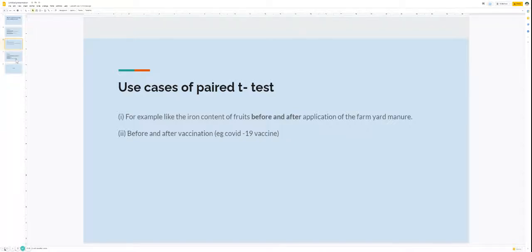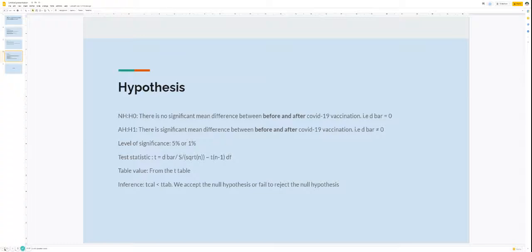If we look into the hypothesis, the null hypothesis H naught is that there is no significant mean difference between before and after COVID-19 vaccination, that is d bar equals 0. The alternative hypothesis is that there is some significant mean difference between before and after COVID-19 vaccination. This is the statement we try to prove, and the level of significance will mostly be 1%, not 5%, because in a medical context we go with 1%. The test statistic is d bar divided by standard deviation divided by square root of n, which follows a t distribution with n minus 1 degrees of freedom.